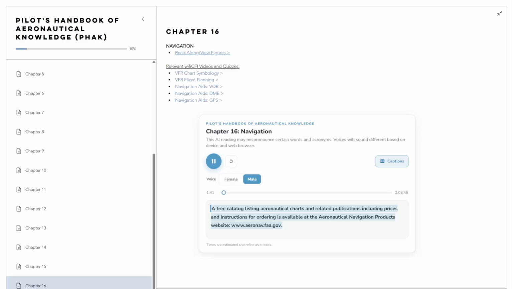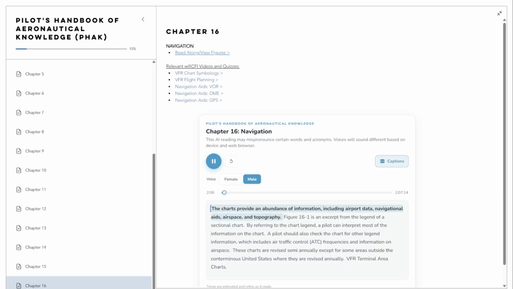www.aeronav.faa.gov. Sectional charts. Sectional charts are the most common charts used by pilots today. The charts have a scale of 1 to 500,000, 1 inch equals 6.86 nautical miles, nm, or approximately 8 statute miles, sm, which allows for more detailed information to be included on the chart. The charts provide an abundance of information, including airport data, navigational aids, airspace, and topography.